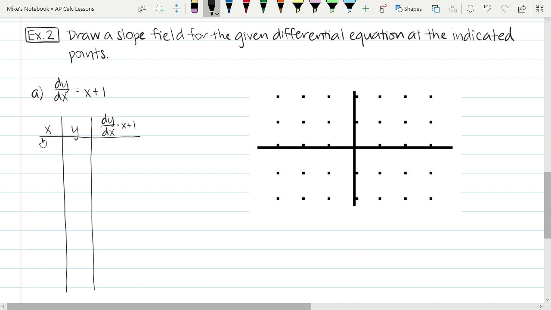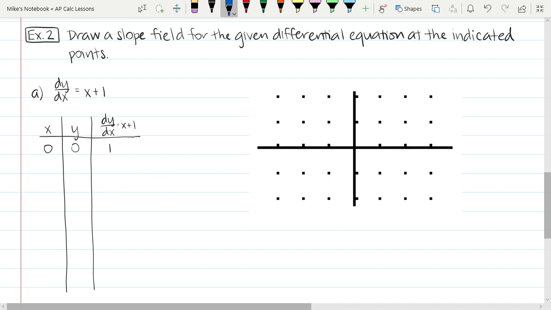Okay, so now for x and y, we're just going to start choosing any of these points from this grid, and we do have to eventually do all of them. So I'm just going to start with 0, 0. So when x is 0 and y is 0, dy/dx will be 0 plus 1, which is 1.